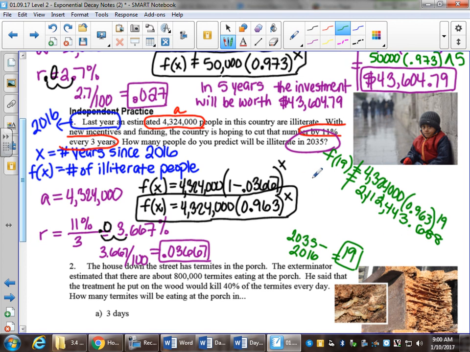So the sentence is, in 2035, in the year 2035, 2,112,443 people will be illiterate.